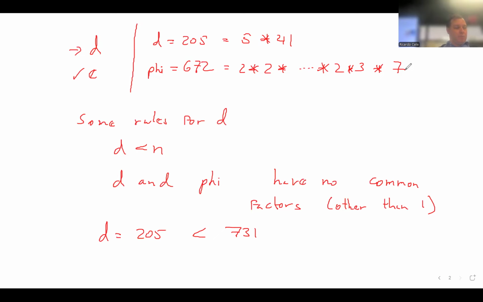And of course, E is another value that we have available, which we know how to get as well. Oh, sorry, E is 617 actually for this example.